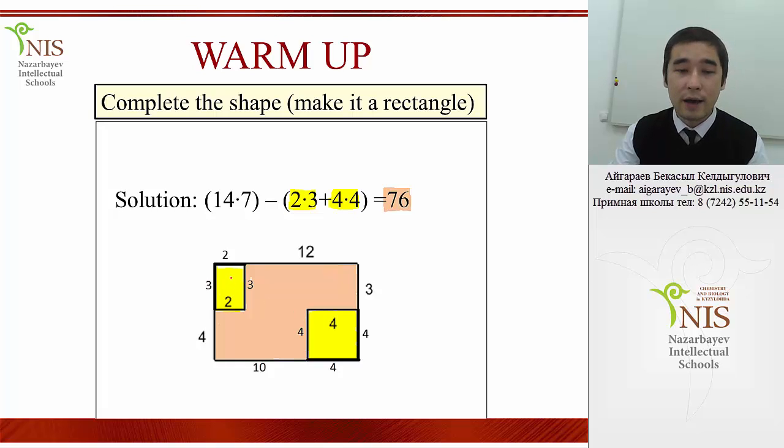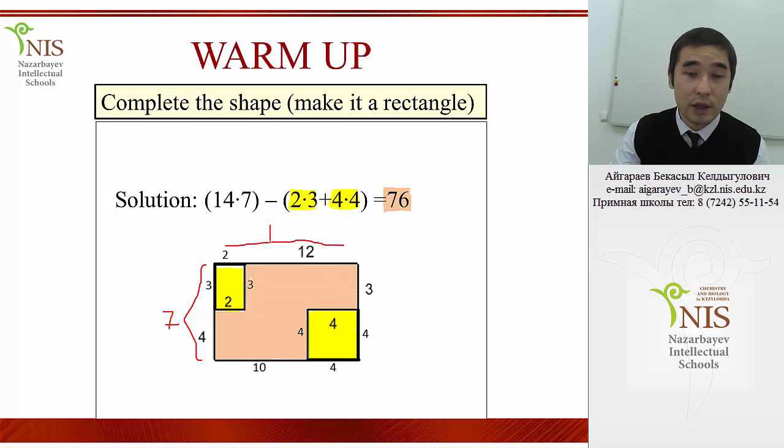Here we have these yellow parts and this pink colored part, and we have to find its area. So it will be the area of the big rectangle subtracted by the yellow ones, the ones that we don't need. So the area of the big rectangle will be 3 plus 4, which is 7, and then we have 2 plus 12, which is 14. So the area will be 14 multiplied by 7.